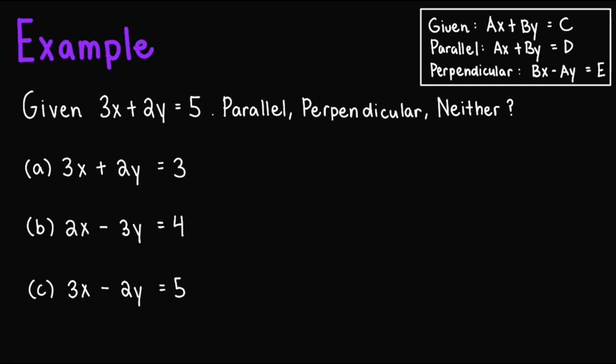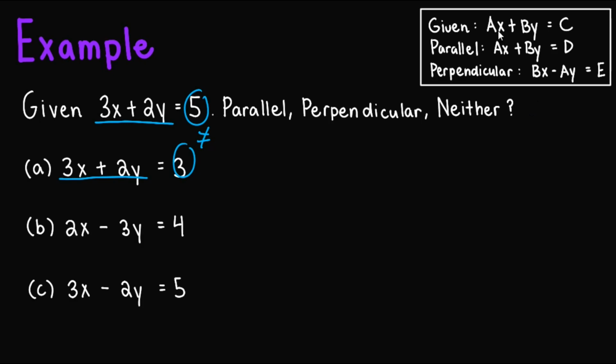So starting with letter A, we observe that the coefficients of x and y match the coefficients of the given. That is, the left side of the equation out here matches the left side of the equation of A. Moreover, the right side of the equation, 5 and 3, are not equal. So if we try to observe it out here, is it parallel, perpendicular, or neither?